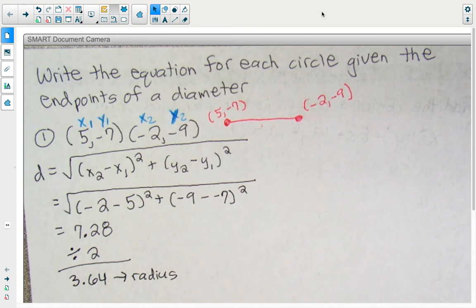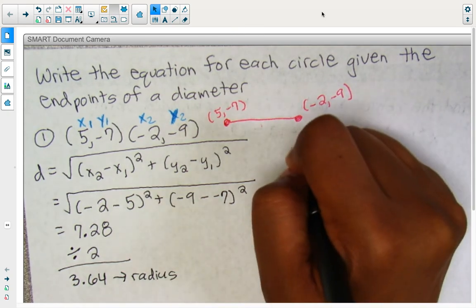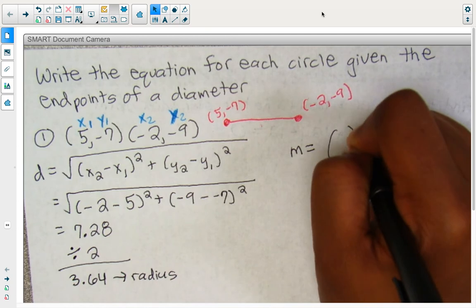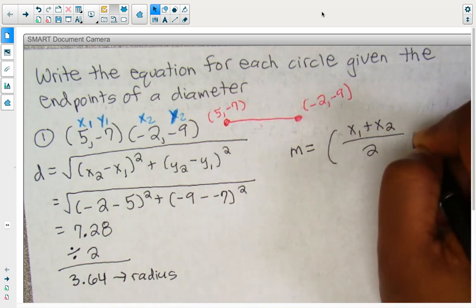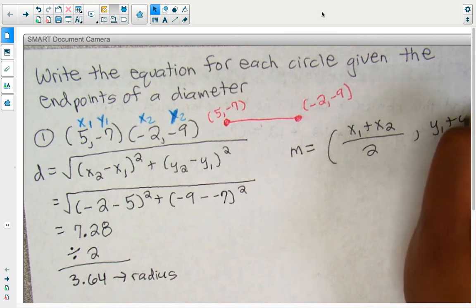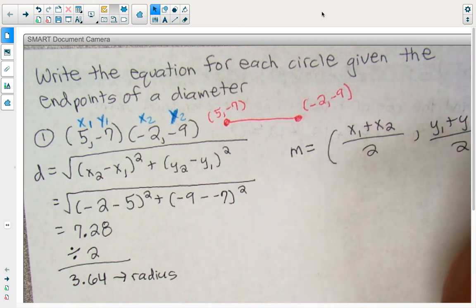So at least now we have the radius. Now I need to see if we can find the midpoint. I'm going to have to use the midpoint formula so I can find the center of my circle. It may be a while since you've used it, but this is the midpoint formula. Midpoint is equal to (x1 plus x2) divided by 2, and (y1 plus y2) divided by 2.